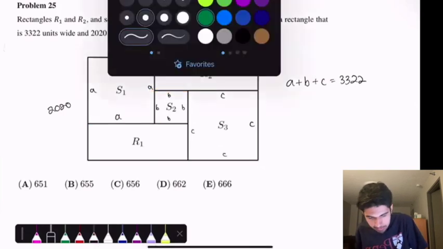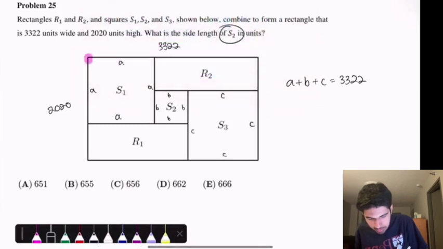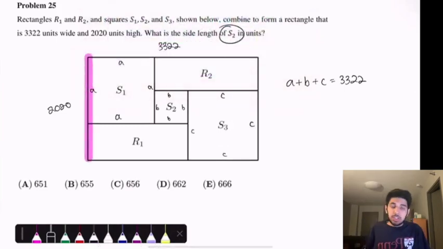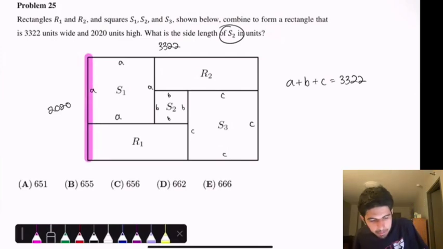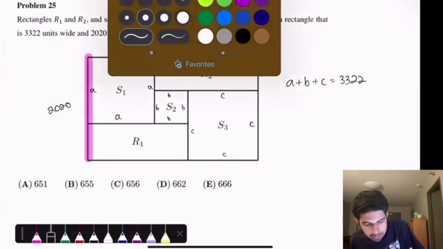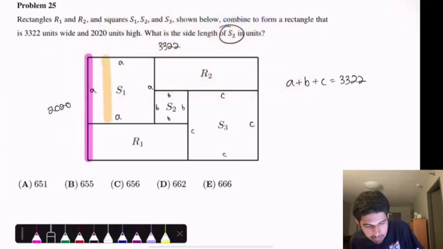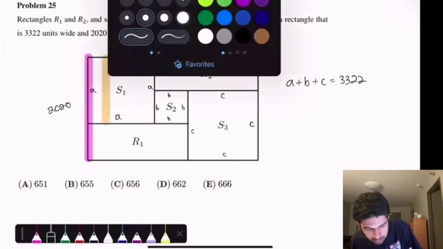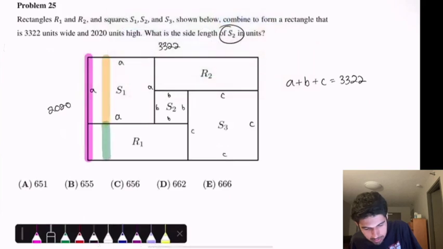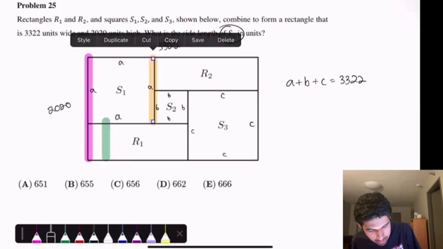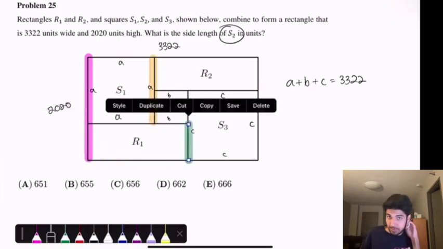Let's switch to pink. Okay. So that's the line we're working with. And there's a couple of ways to break it apart. Maybe you're tempted to first break it apart into this orange and this green, so that way the orange slides over to S1 and the green slides over there.